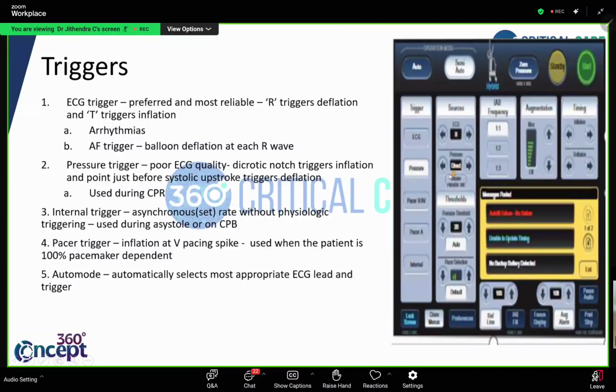Next is the IABP frequency. At what frequency are you supporting the heartbeat? If you support every beat, it is 1:1 frequency. Every alternate beat is 1:2. Every third beat is 1:3. We would have all seen this, so just a revision, that's all.